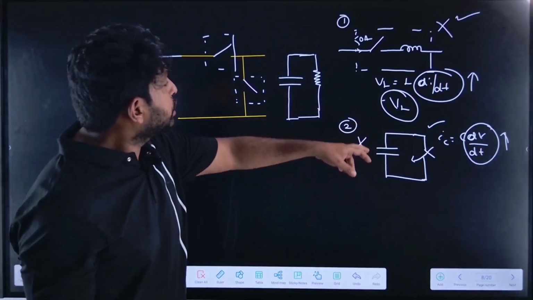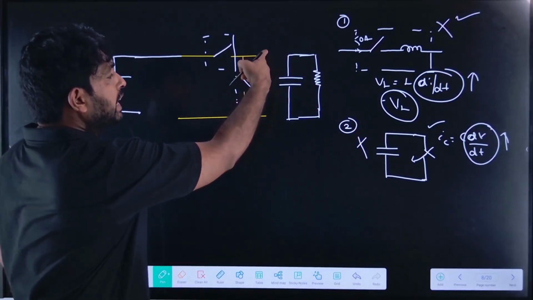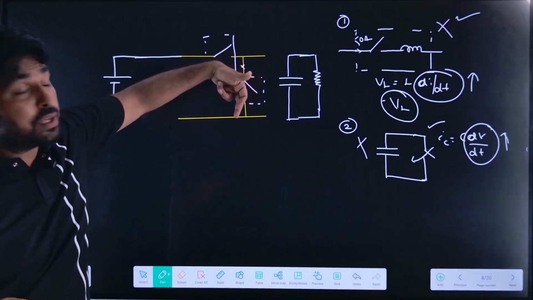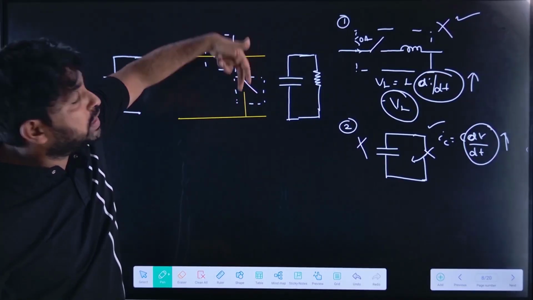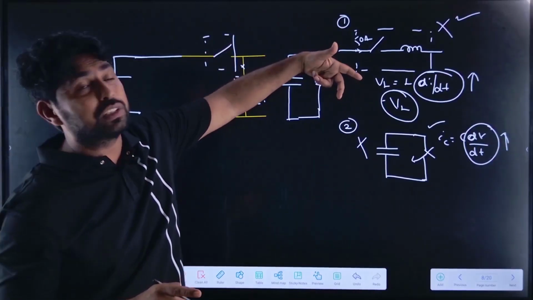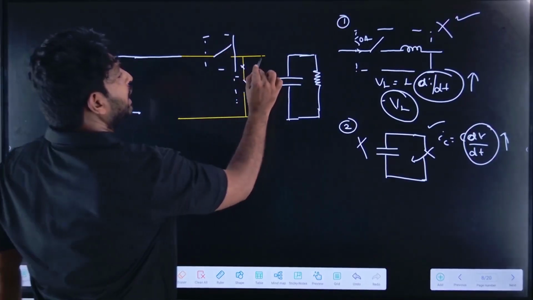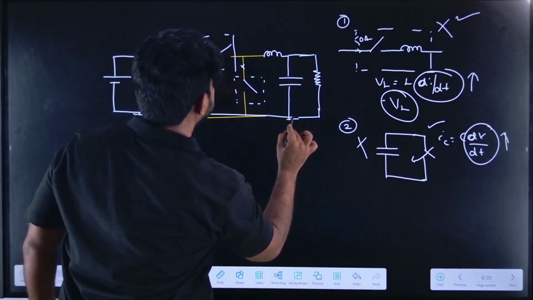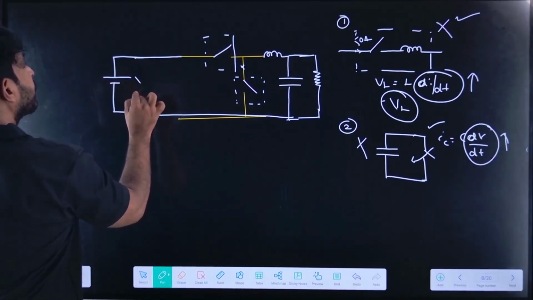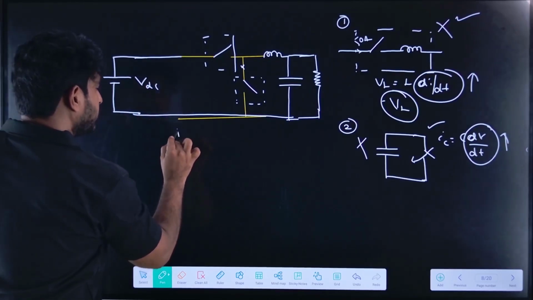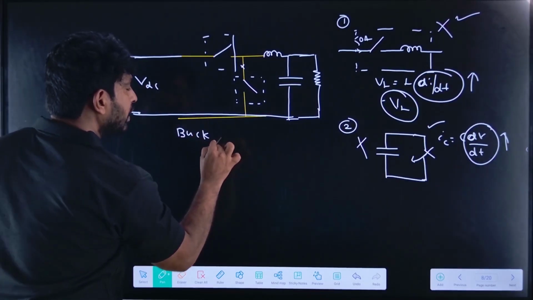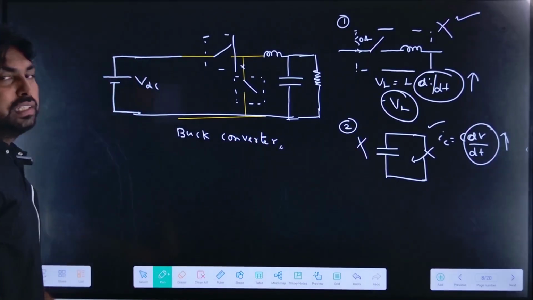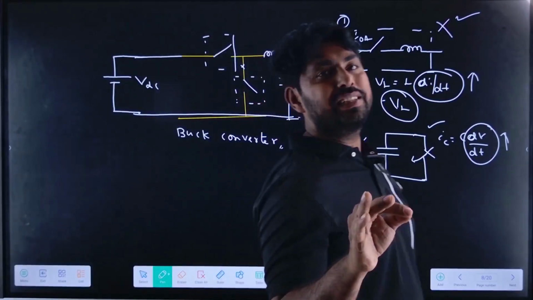Now, can I connect the inductance at this point? We should not connect, because the inductance in series with the switch will cause high voltage across the switch. So we can connect here. The total circuit would be like this. So what is this circuit? It is the buck converter. The topology of the circuit is derived like this.